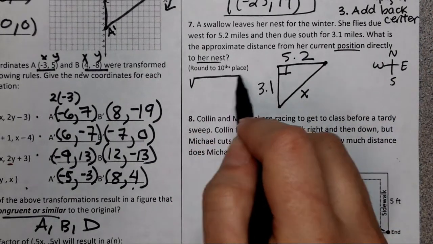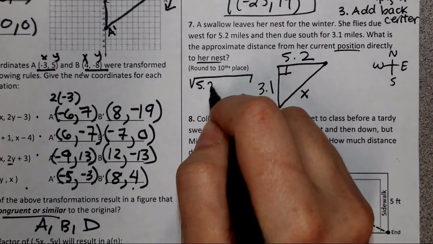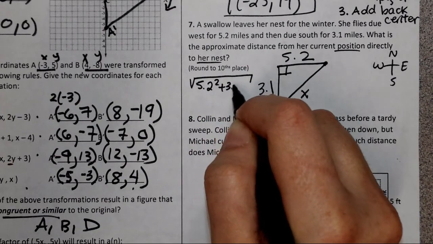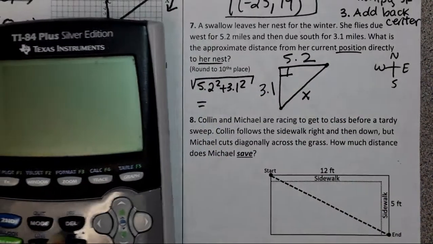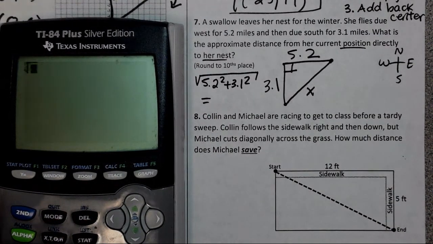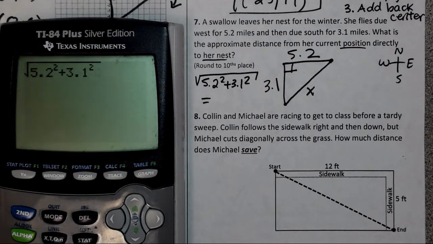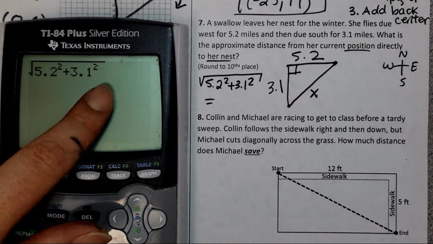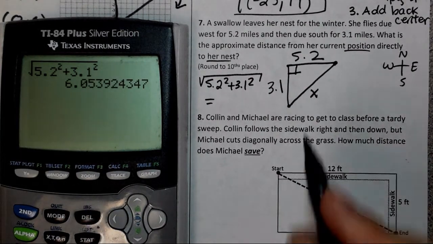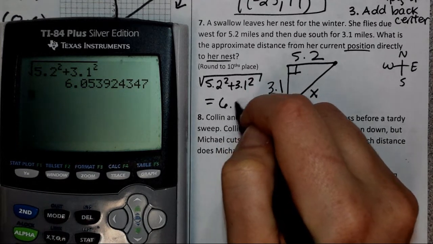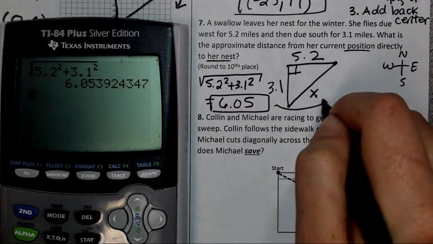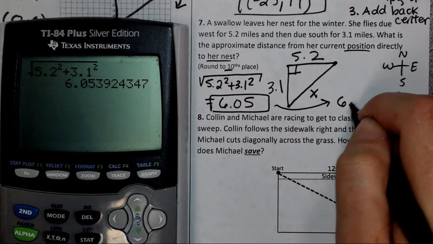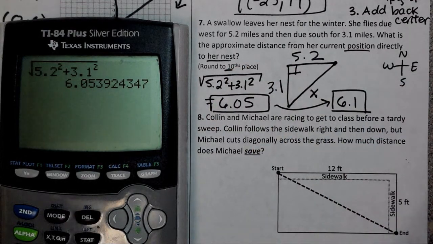So I do the square root of 5.2 squared plus 3.1 squared. This is what it should look like in your calculator, okay, with everything underneath the square root. And we get that that's about 6.05. Or if I round to the tenths place, that's about 6.1.